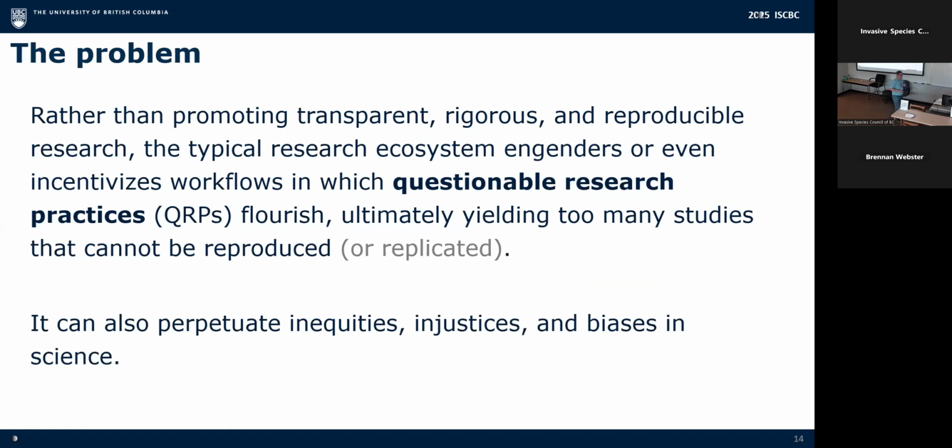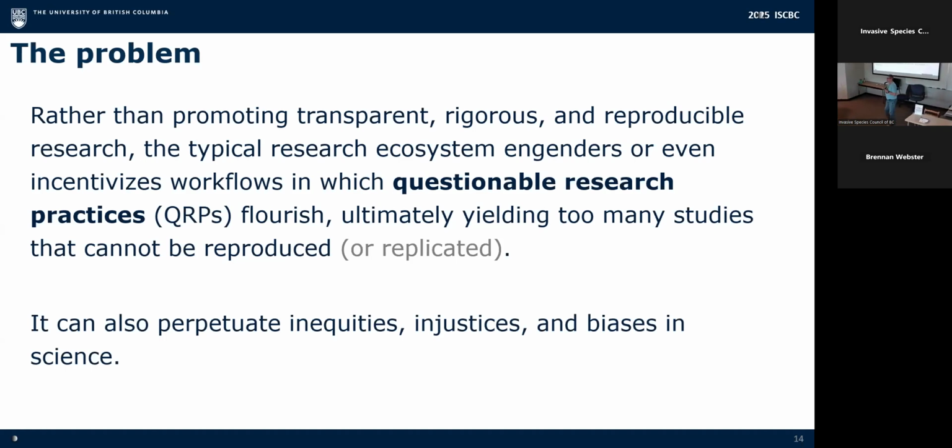But the problem is that our current research ecosystem within which we work really, instead of promoting transparent and rigorous and reproducible research, it engenders or even incentivizes workflows in which so-called questionable research practices flourish, and ultimately yielding all this unreliable research. And it can also perpetuate inequities and injustices and biases as well. So that's a clear problem, right?